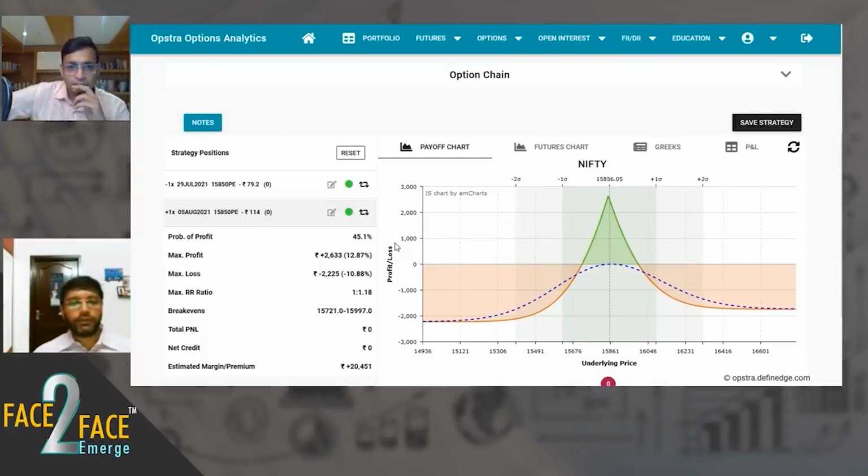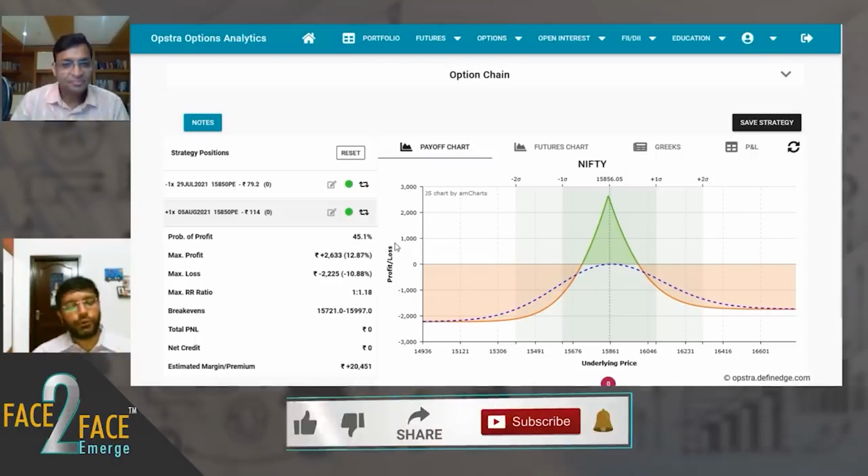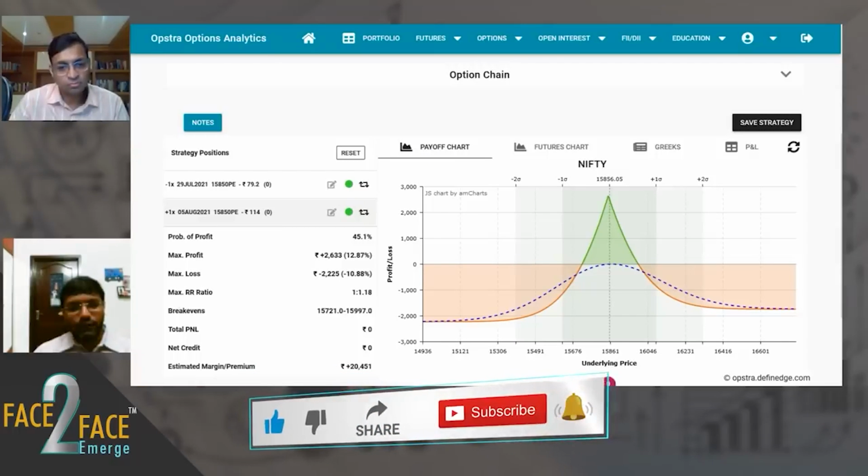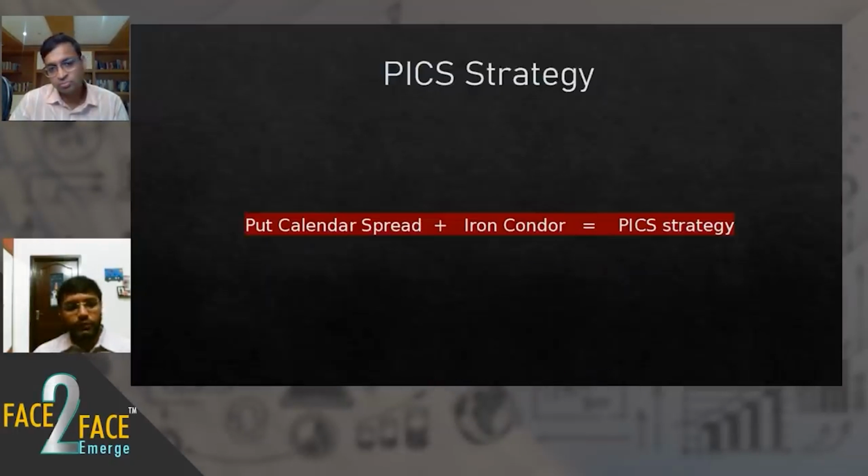So which is why I thought, why not I combine both the strategies and let the market tell me what it wants to do, rather than me telling the market that I have to do this or this is my view. So what I've done is effectively I have created a combined version of the two, which is what my strategy is. It's called the pick strategy. So I've taken a calendar spread, which we've just seen, the put calendar spread, and I have added an iron condor on top of it.